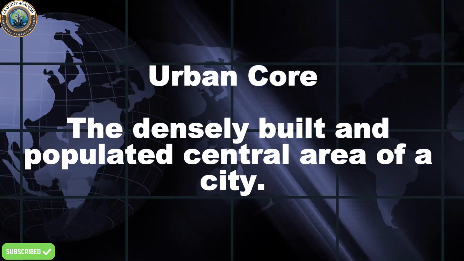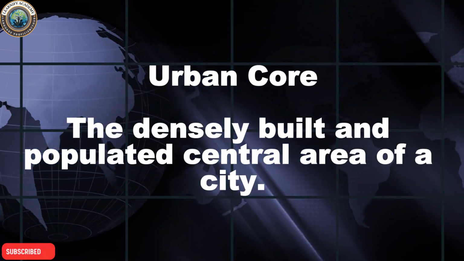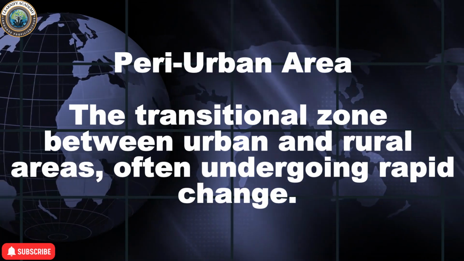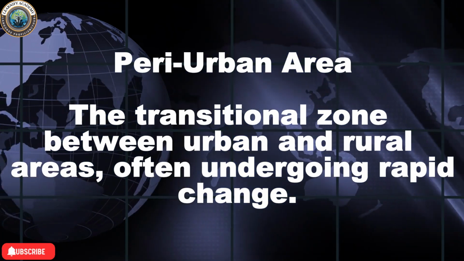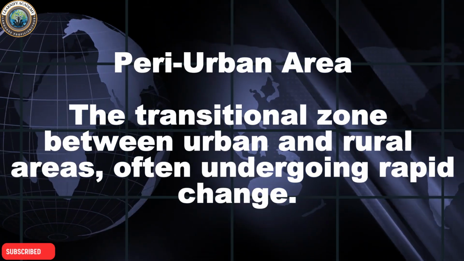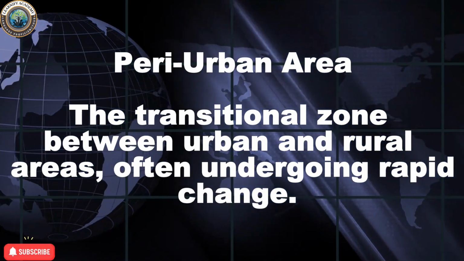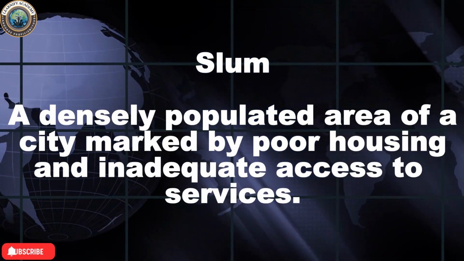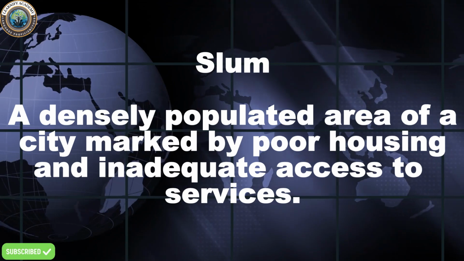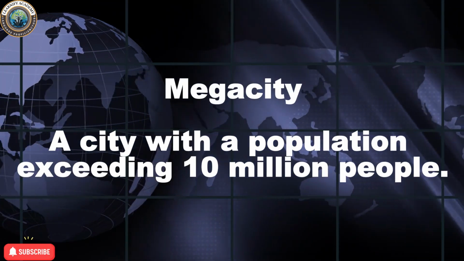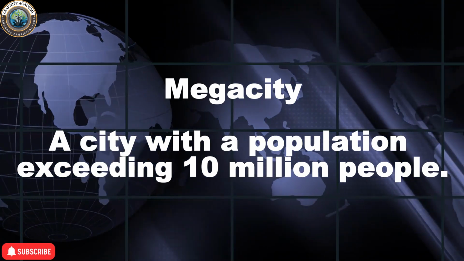Urban core, the densely built and populated central area of a city. Peri-urban area, the transitional zone between urban and rural areas, often undergoing rapid change. Slum, a densely populated area of a city marked by poor housing and inadequate access to services. Megacity, a city with a population exceeding 10 million people.